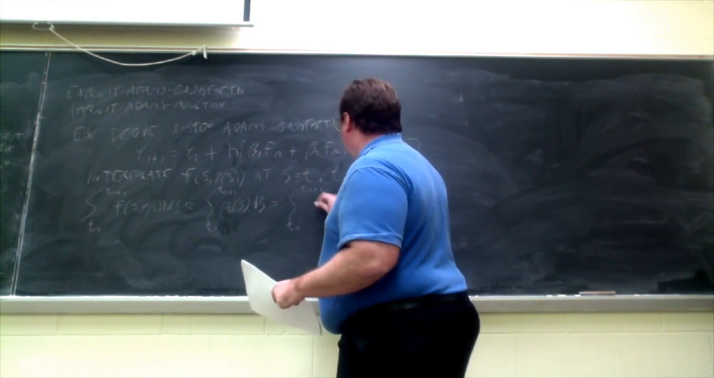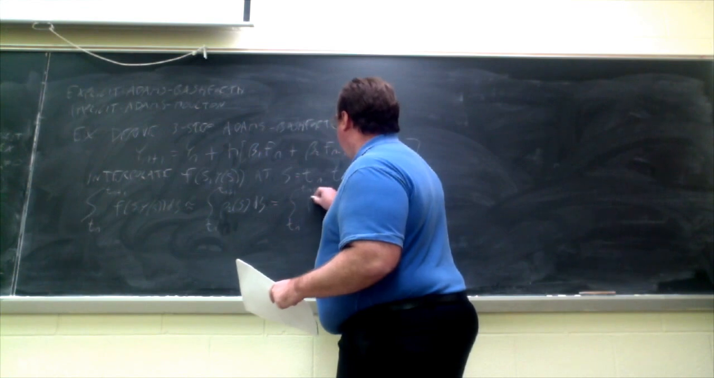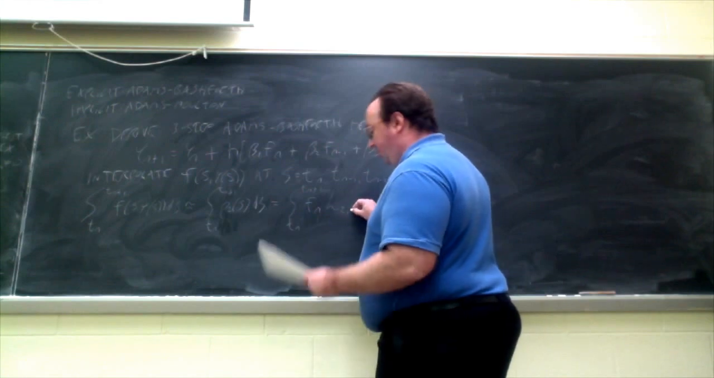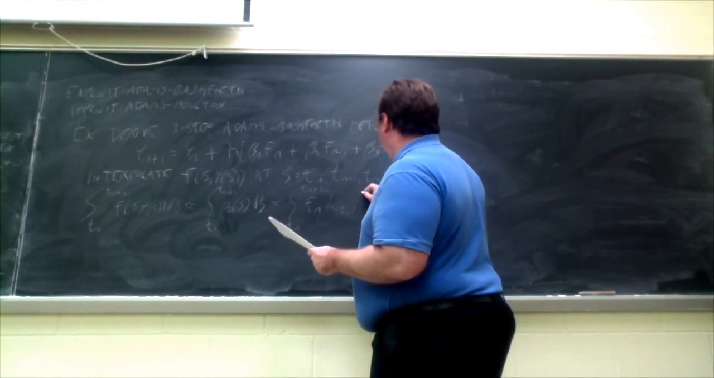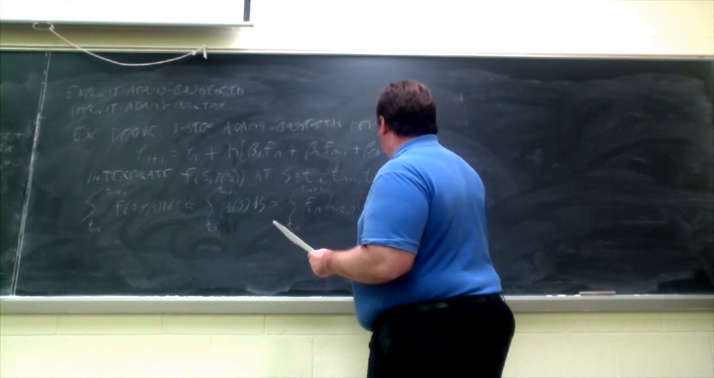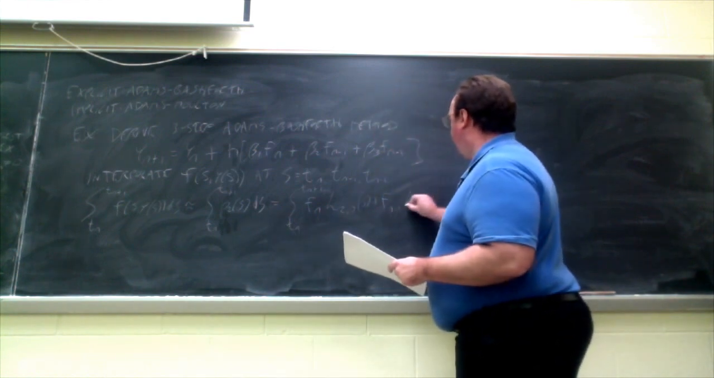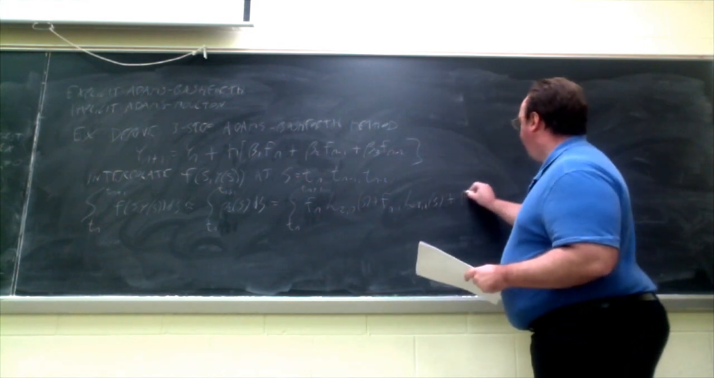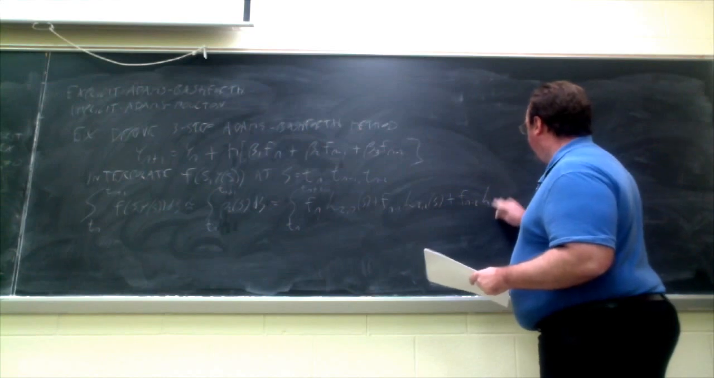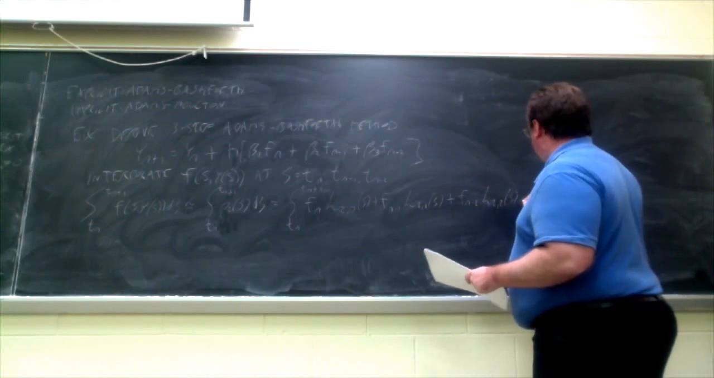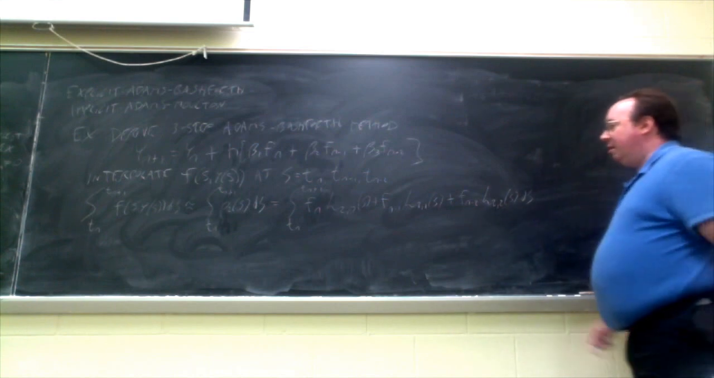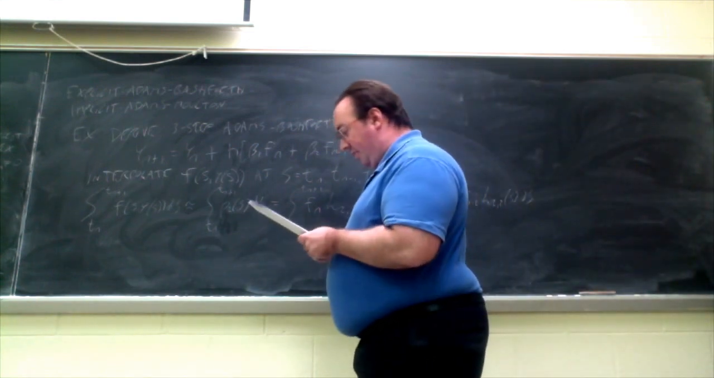So I have fn times Lagrange polynomial degree 2, plus fn minus 1 times Lagrange polynomial number 1, also degree 2, and then I have fn minus 2 times Lagrange polynomial index 2. Okay. Now the f's I can pull out; they're constants.